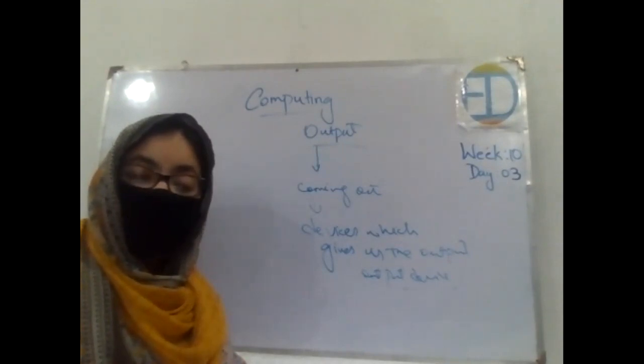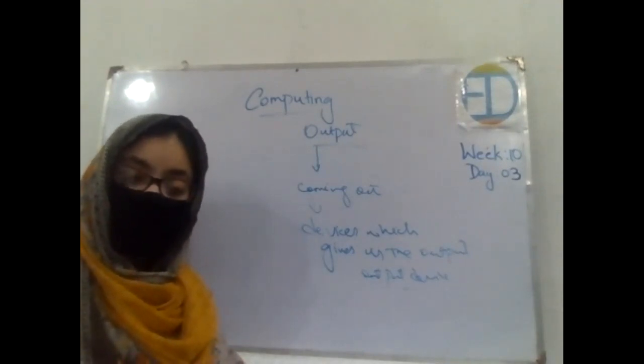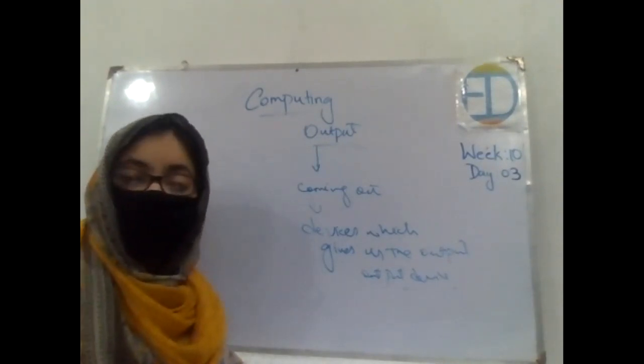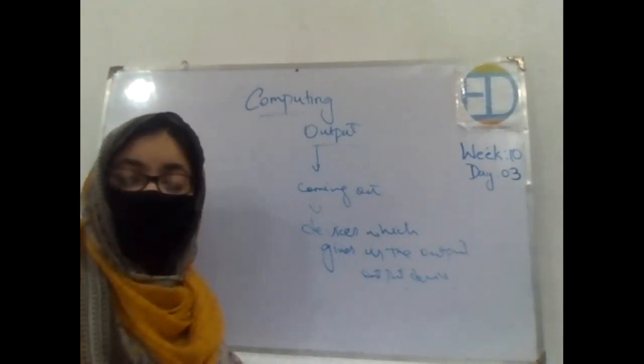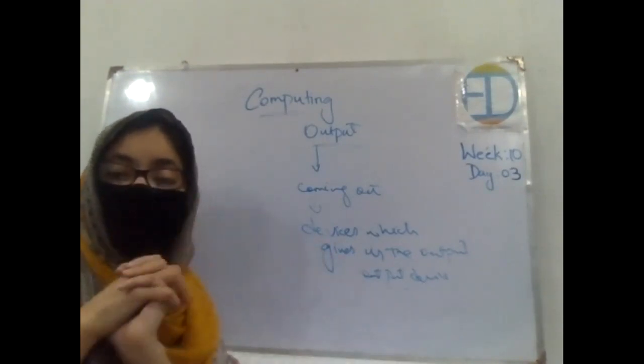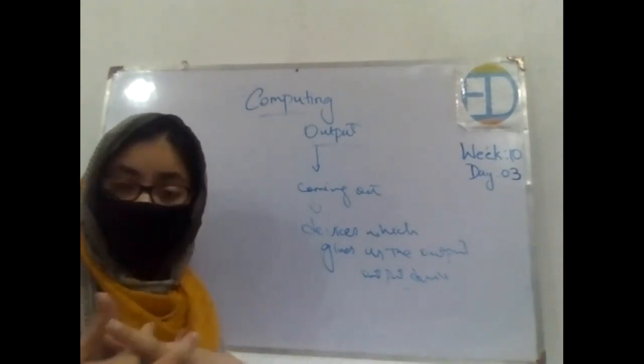Okay class, that was all for today. We have learned about the second type of devices of a computer, which are output devices. And what are output devices? Output devices are the devices that give us the output from the computer.